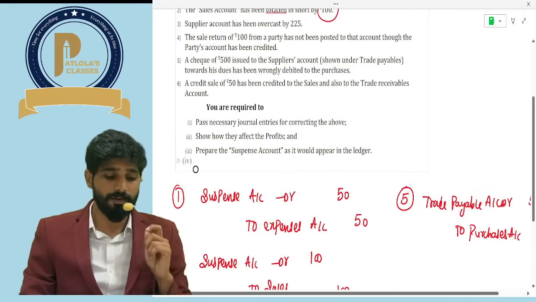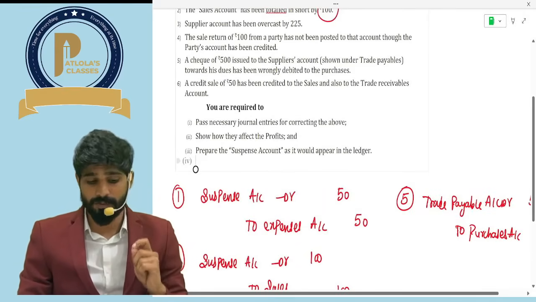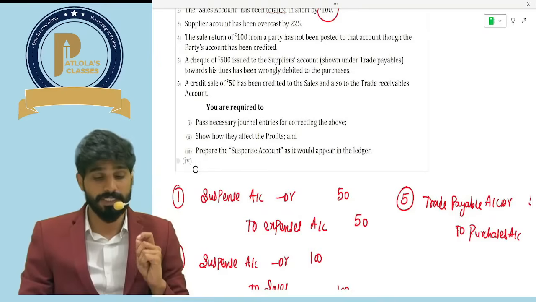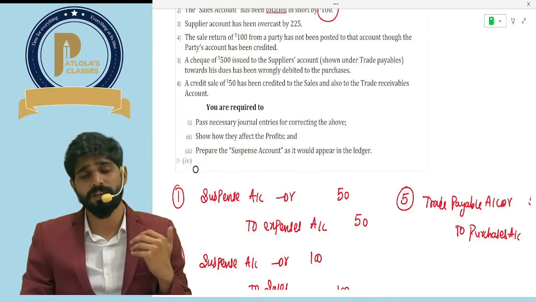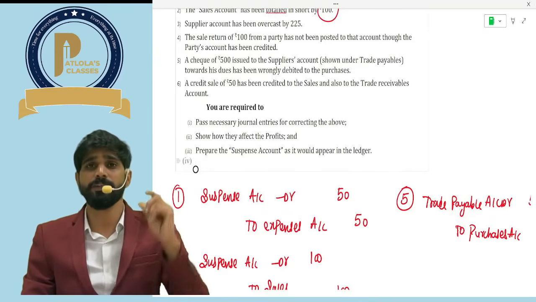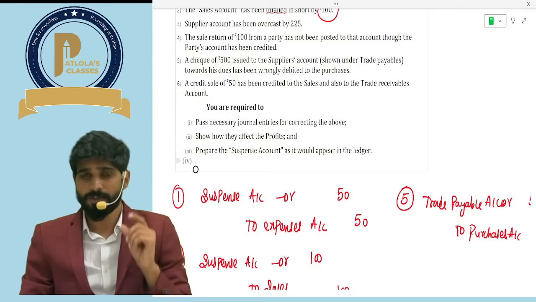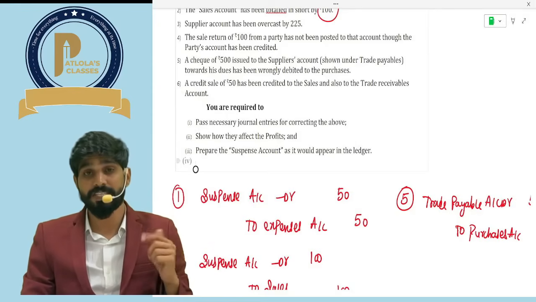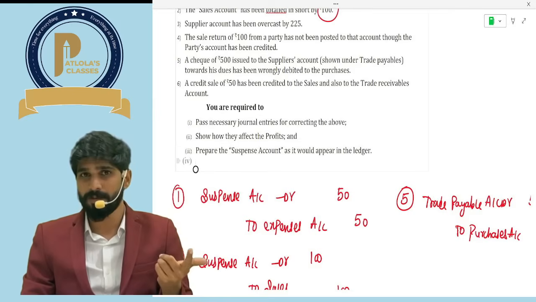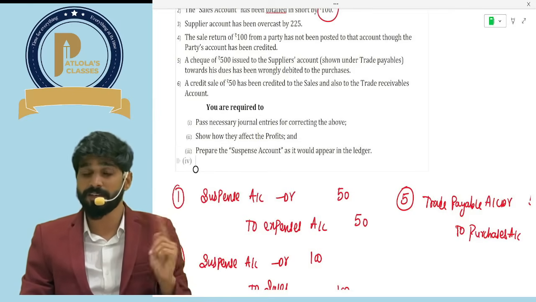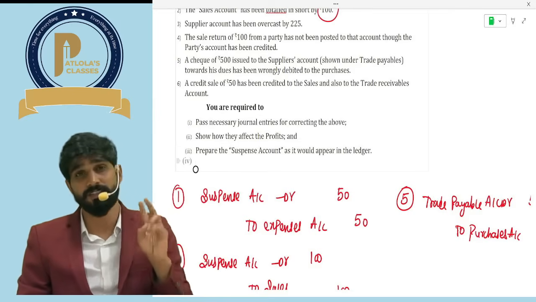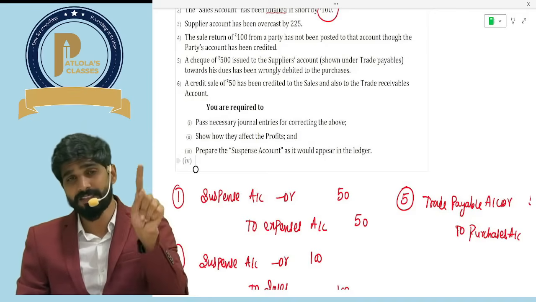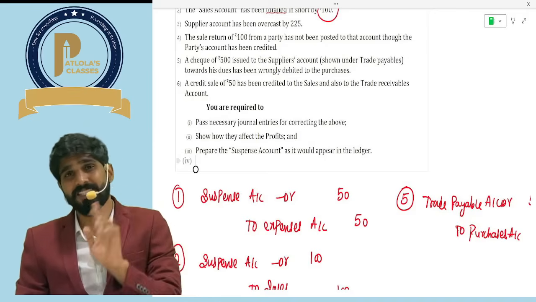A credit sale of 50 has been credited to sales and also to trade receivables. Guys, whenever you make any sale on credit, entry will be debtors account debit to sales. So sales account should be credited. They have credited sales account. But a trade receivable, that is debtors account, should be debited. But instead of debiting, they have credited. So guys, there are two mistakes here. One is not debiting the trade receivable. Another is crediting the trade receivable.